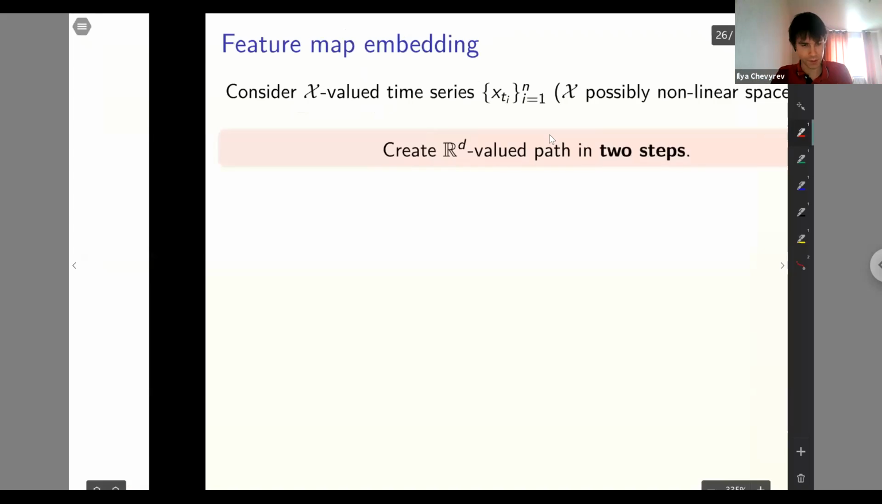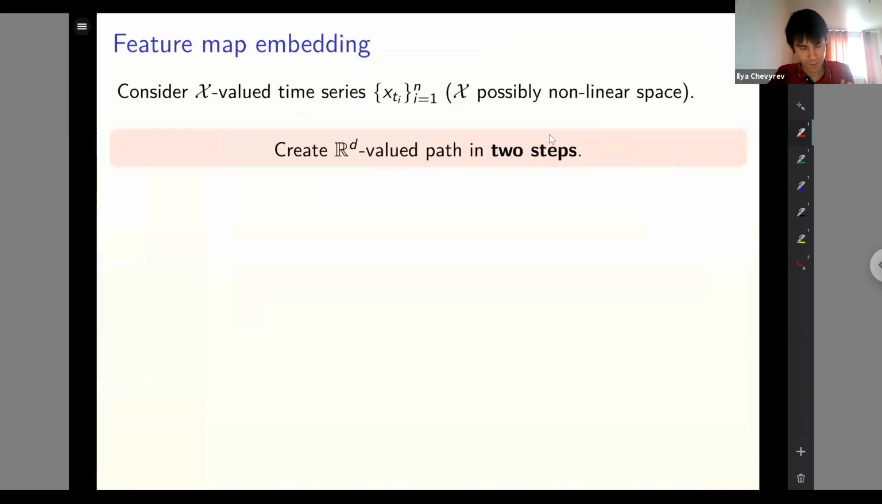Okay, so now I see my slides are not rendering again, but that's fine.